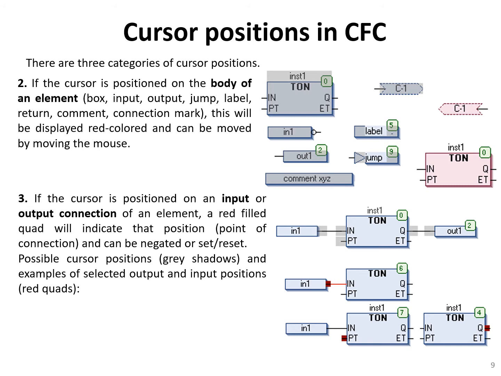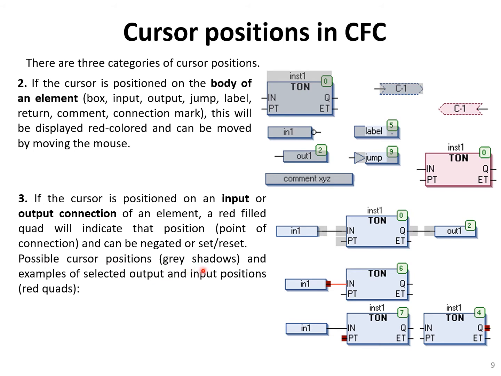Okay, two other possible positions of the cursor. If the cursor is positioned on the body of an element, box, input, output, jump, label, return, comment, connection mark, this will be displayed in red color and can be moved by moving the mouse. We discussed this before, and you will practice it in the software. If the cursor is positioned on an input-output connection of an element, a red filled quad will indicate that position, the point of connection. So these quads here, okay, and can be negated or set reset.